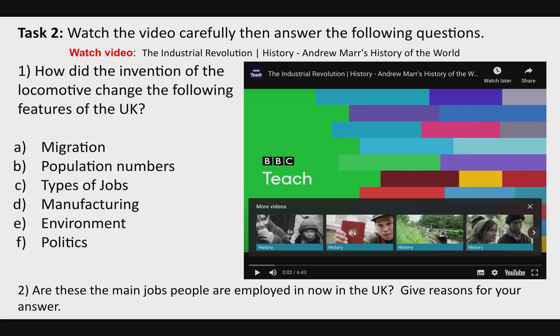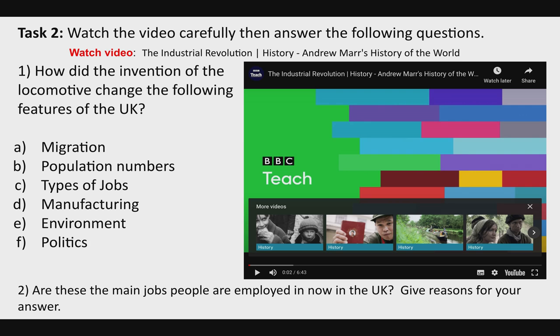And your second task is please to make a note, just a sentence or two for each of them, about what changed in terms of migration, population numbers, types of jobs, manufacturing, the environment specifically, and politics over this period of time. Now, it isn't going to take very much, and we've discussed some of these things already, but this is a really good way to consolidate your knowledge.